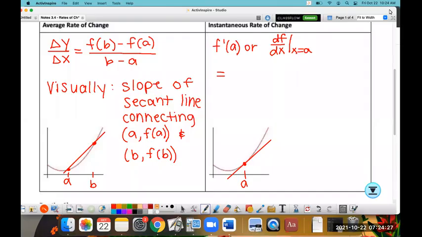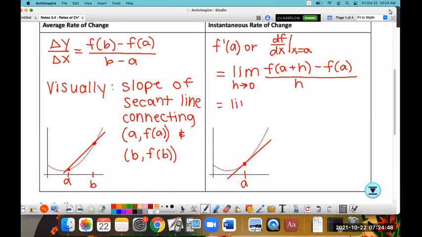We can find that 2 different ways other than just calculating the slope of that tangent line. If we have the function itself, we can take the limit of the difference quotient as h approaches 0. Or we could take the limit of the average rate of change as x approaches a. All right, and then let's write down again visually, this is the slope of the tangent line at x equals a.